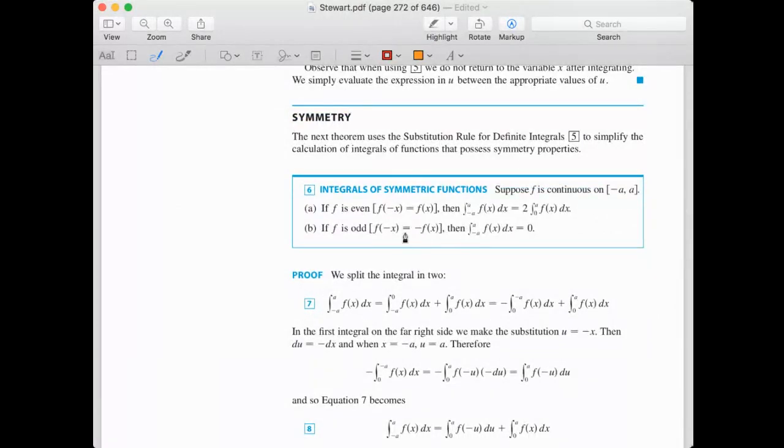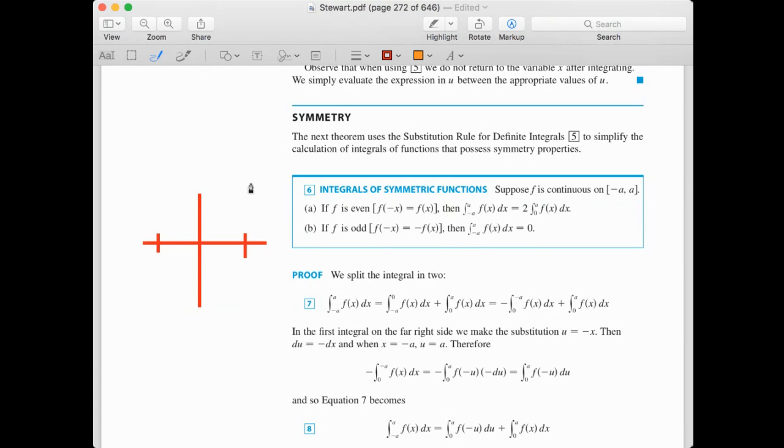Okay, so this is something about even functions and odd functions. Let's see, what is this? If f is continuous on negative a to a, the absolute values are the same. You can think of it like this: negative a is on this side, and a is on this side. If we want to evaluate the area under this function, it depends on what kind of function this is.